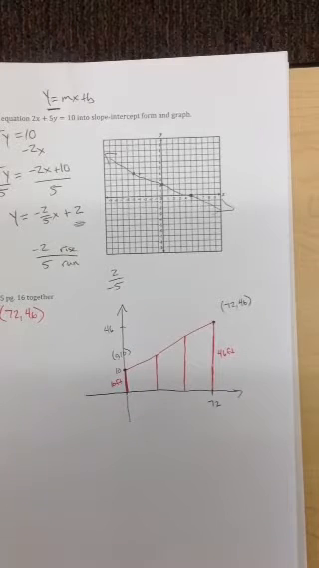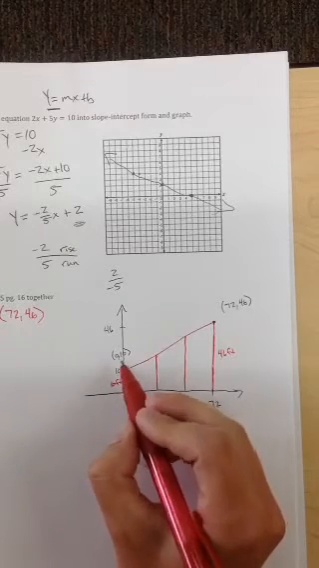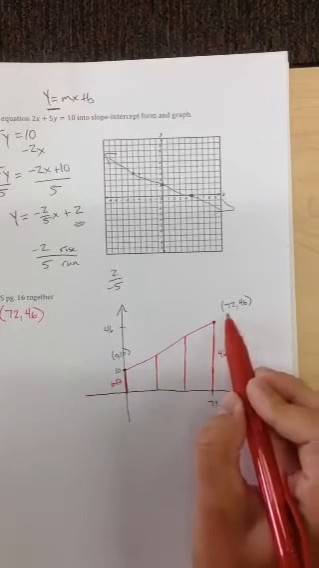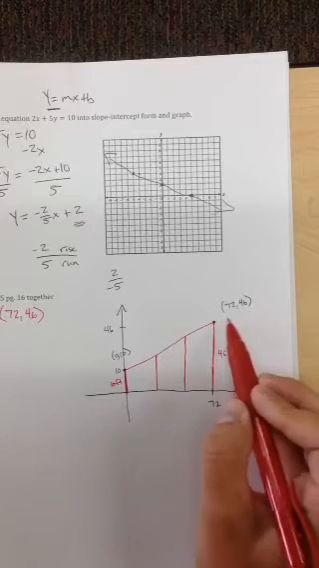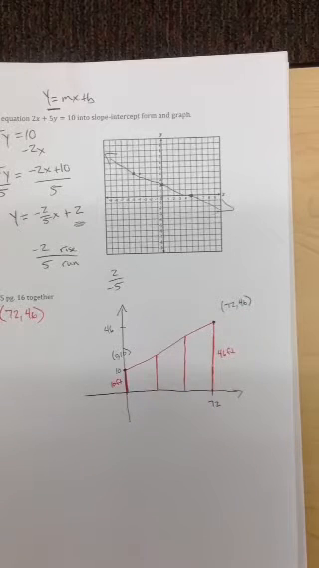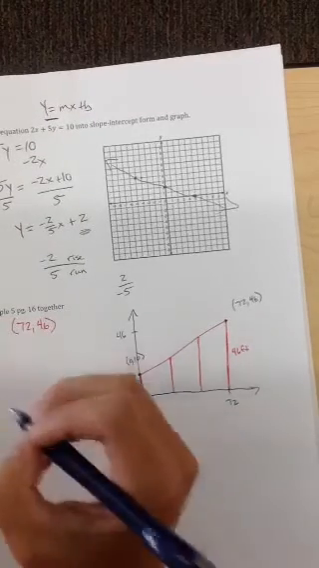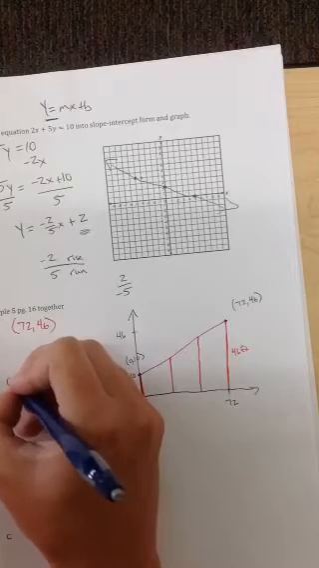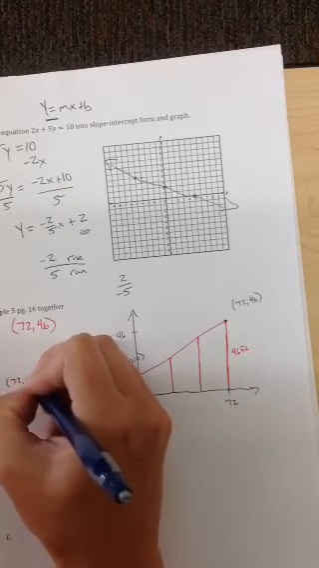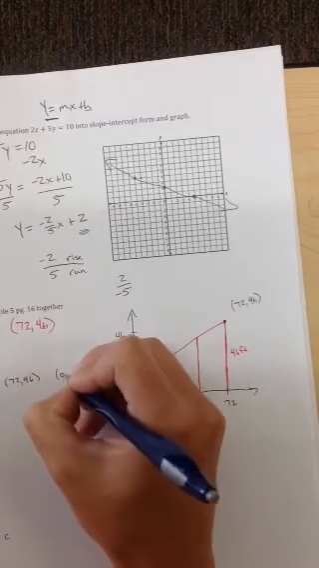Then the next one says, find an equation for the line modeling the slide. So we need to find an equation for a line, and we know that the slide is going to cross here at 0, 10 and also at 72, 46, so having 2 points, we can figure out a line, right, just like we were doing. So we want to start with slope. Our points are 72, 46 and 0, 10.